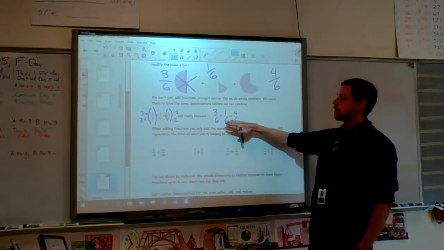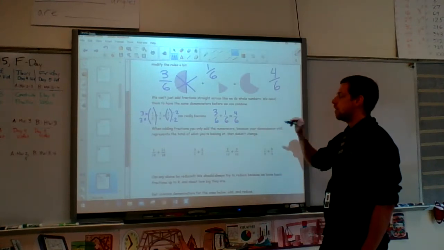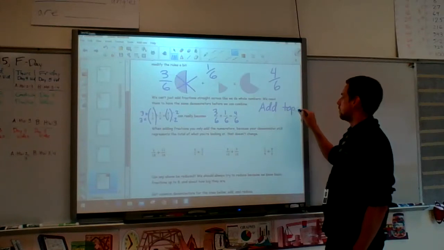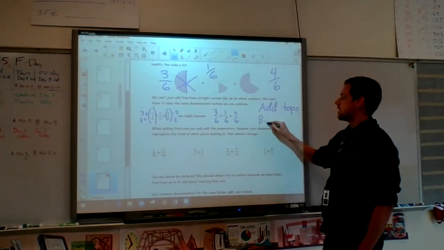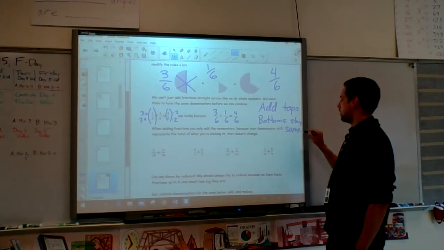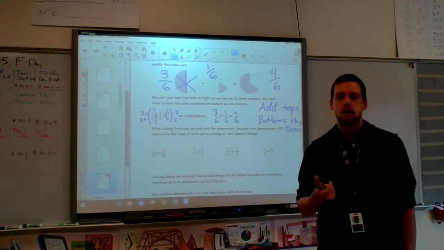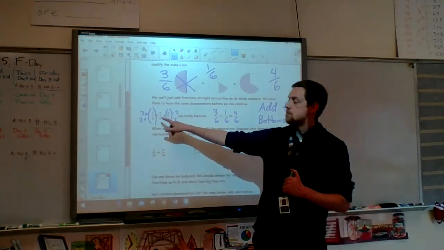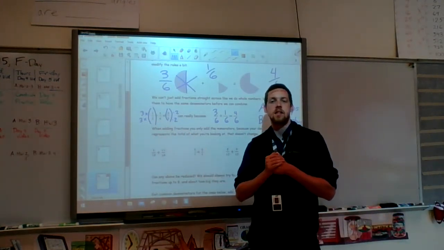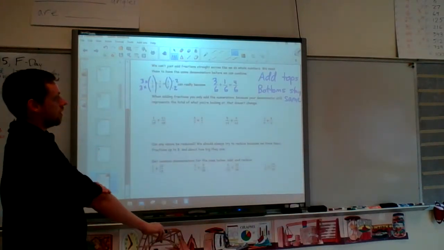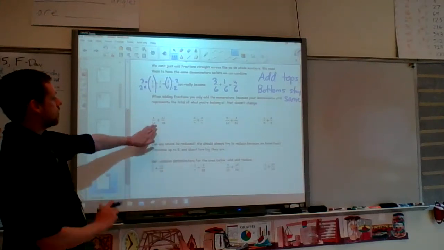Right? So now the rules that I'm going to follow, we're going to add the tops, but the bottoms stay the same. Right? We're going to add the tops together and keep the denominators the same if they already have the same denominator. If the bottoms don't match, we have to get them to be the same thing like we did yesterday. Okay? So for the first several, these ones I can already solve.